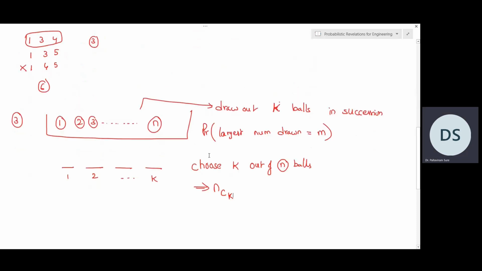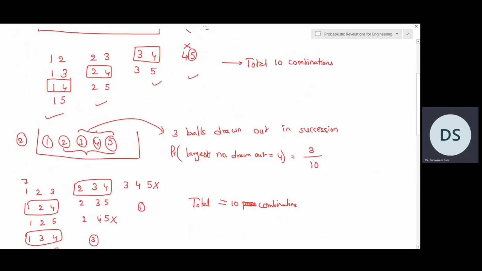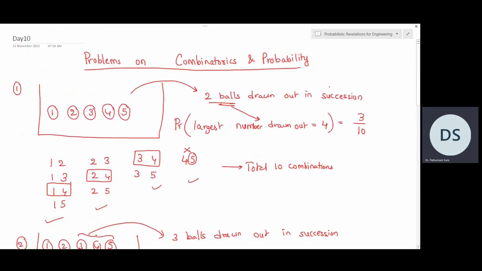So if we go back, here we should select 2 balls and we have 5. So selecting 2 out of 5 means 5C2. So if you calculate 5C2, you will see that this is nothing but 10. So total 10 combinations, which is 5C2, that is 5 factorial by 2 factorial into (5 minus 2) factorial, that is 3 factorial. So you can calculate this and check, this will be 10.